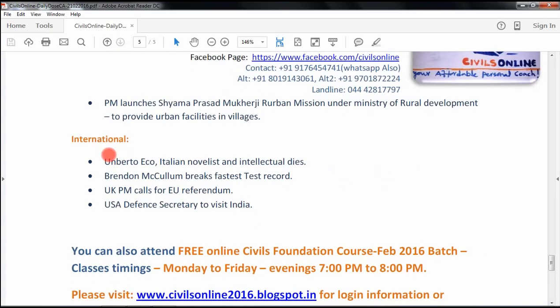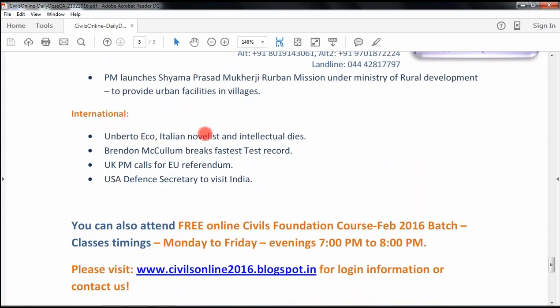Coming to the international sphere, Umberto Eco, Italian novelist and intellectual, dies. Brendon McCullum breaks the fastest Test record. UK PM calls for a European Union referendum. USA Defense Secretary to visit India soon.